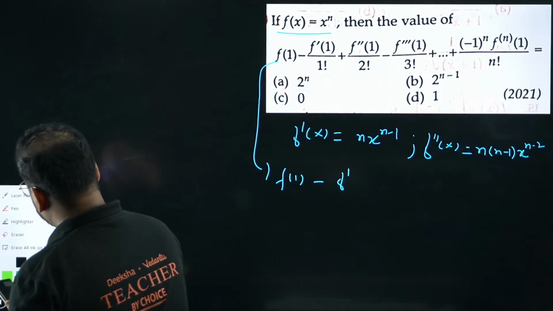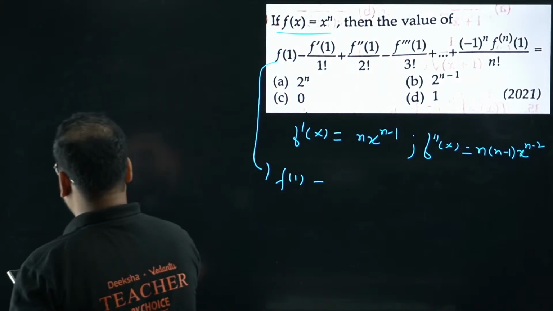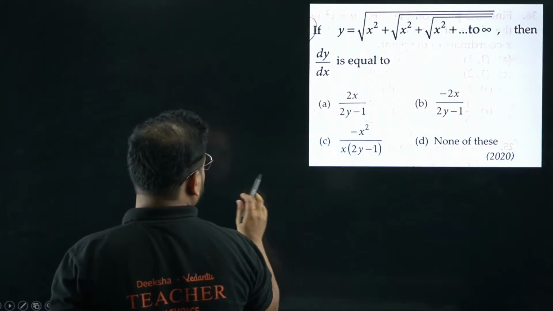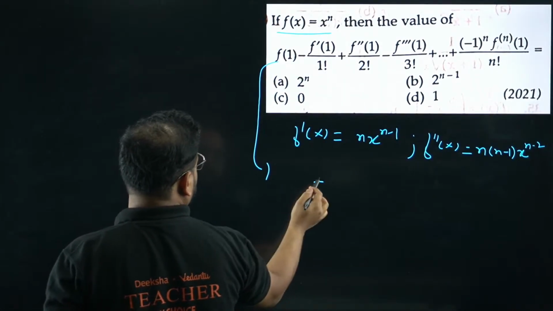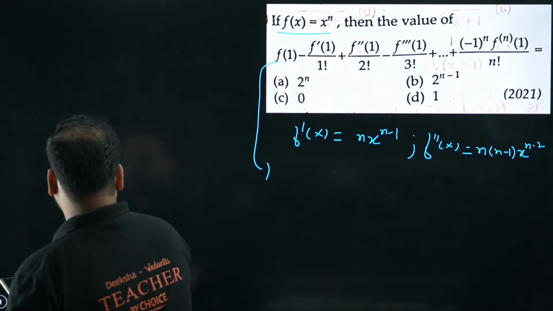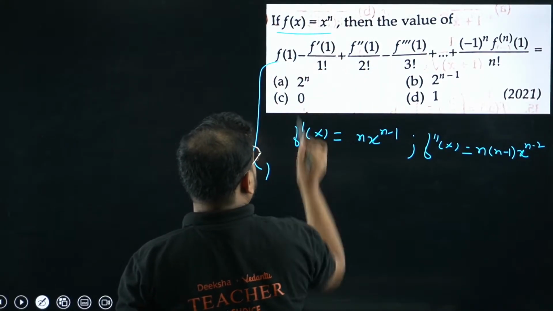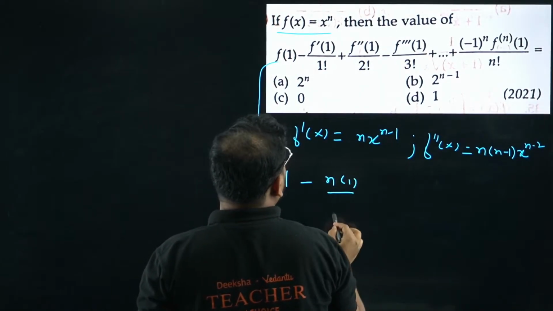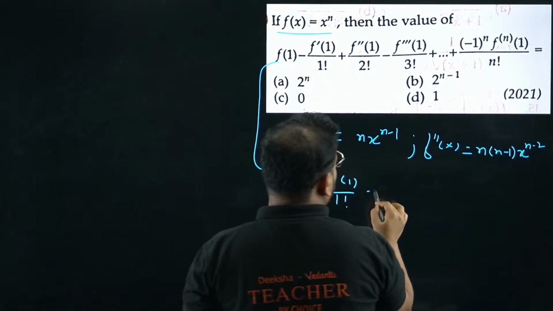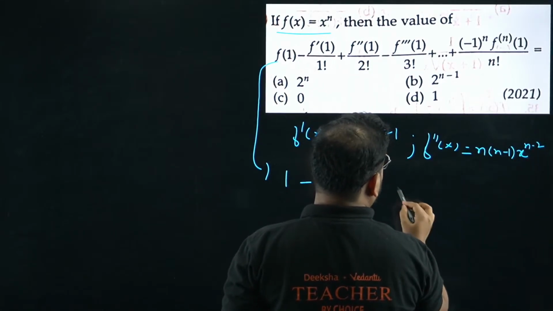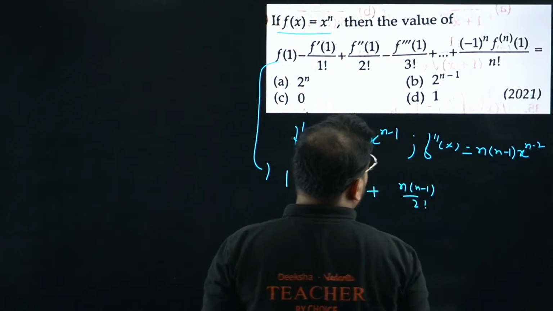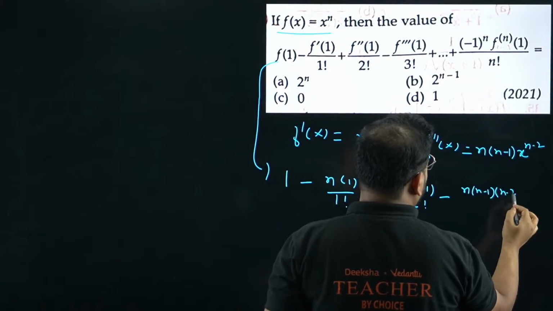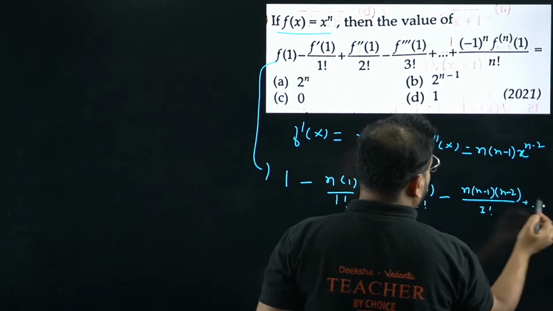So what is f of 1? F of 1 is 1 power n, so 1 only. Here it will become n, since 1 power anything is 1, so n upon 1 factorial. Next, f double dash of 1 becomes n times n minus 1 upon 2 factorial. In the same way you'll have n into n minus 1 into n minus 2 upon 3 factorial, and so on.